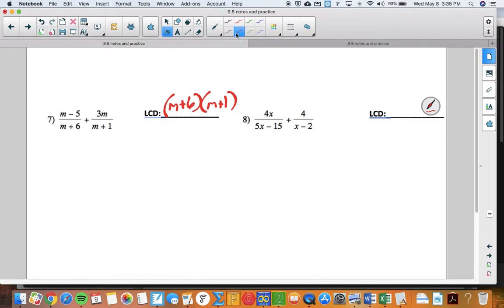So to get that common denominator, I need to multiply the bottom left by m plus 1 to match my least common multiple. What I do to the bottom, I have to do to the top. Now this all is going to get distributed with this. So we have to hug the m minus 5. And then, folks, we need to distribute.